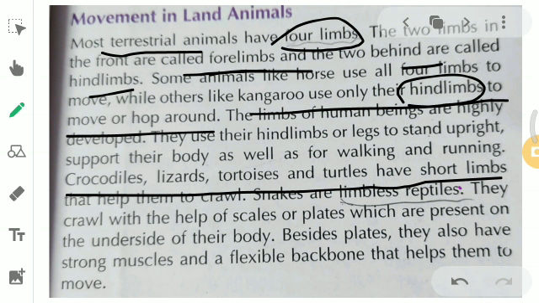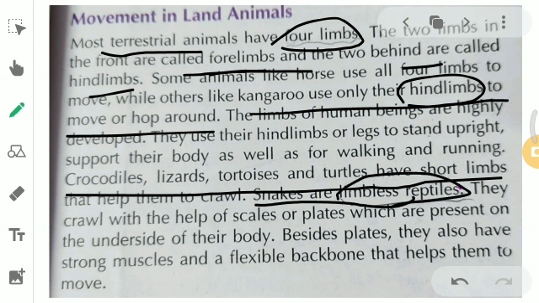Generally, crocodiles can live in the water. You know that flippers help to swim in the water, but these animals also have limbs, though short, and they help them to crawl. And next one is snake. Snakes are limbless reptiles.